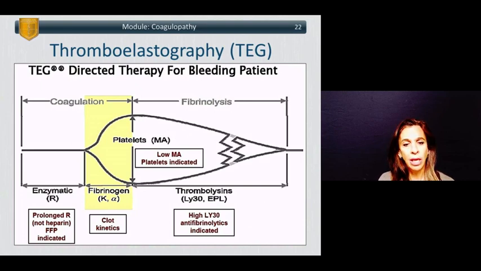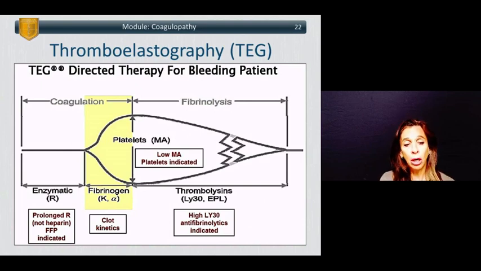So you can see here that the left-hand side is the coagulation, the right is the fibrinolysis, and the height of the graph is the platelet. So a low MA level indicates that platelet transfusions are indicated. The first part of the TEG, the line and the length of that, is the enzymatic. The second is fibrinogen, and the last is thrombolysins.